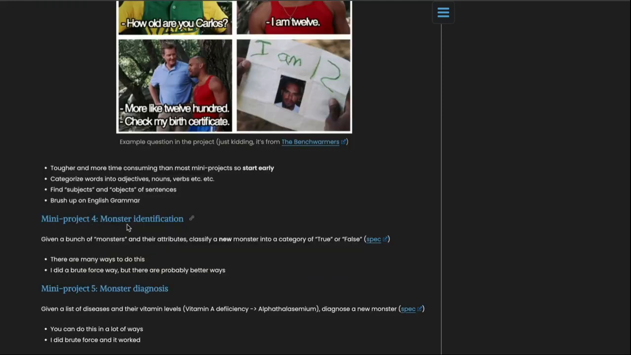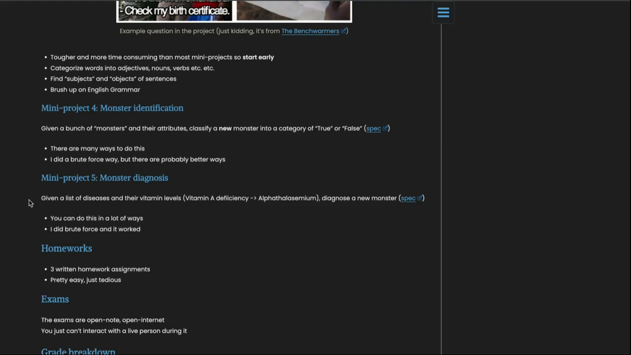Mini project 4 is monster identification. So you basically just get a bunch of monsters, quote unquote, and their attributes, and true, false for each of those monsters. Then you get a new monster without the true or false, which you have to guess, is it true or is it false? There are a lot of ways to do this, but I did a brute force method and that seemed to work just fine.